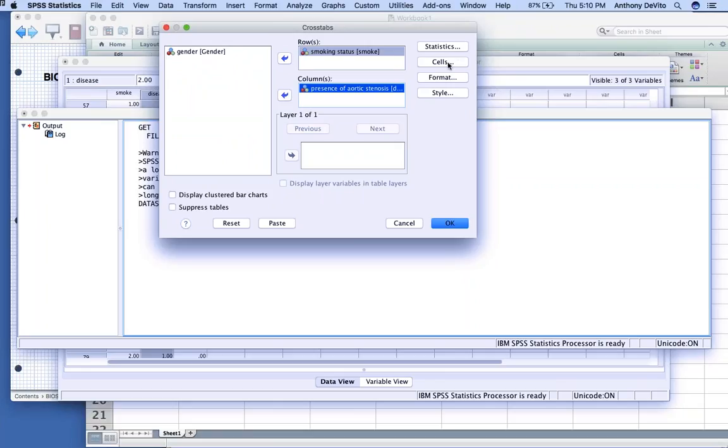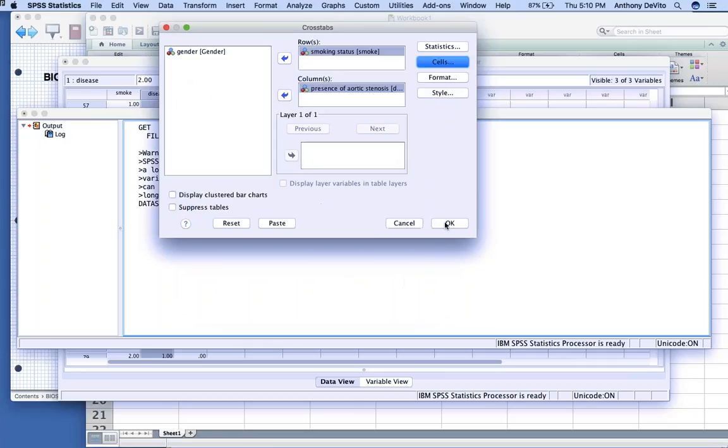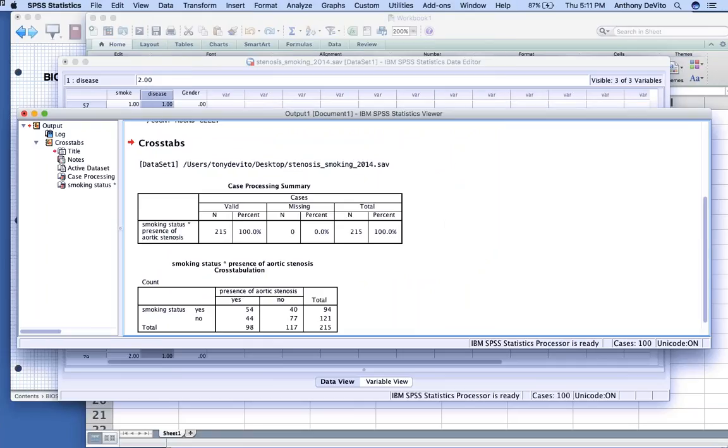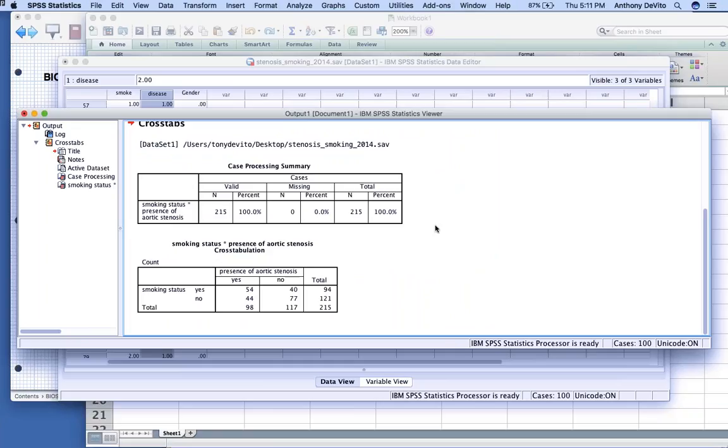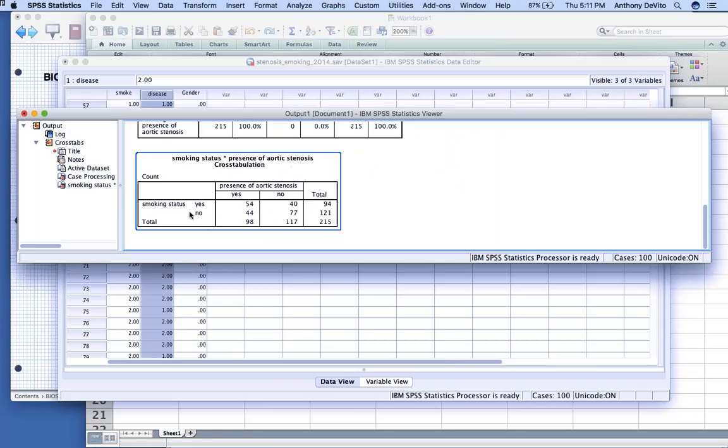Okay, good. Now I'm going to go into the cells and make sure it's just going to give me the observed values. Okay, and I'm going to click OK. It actually organizes this for me. I'm going to squeeze this up a little bit so I can get it up high where you guys can see it.